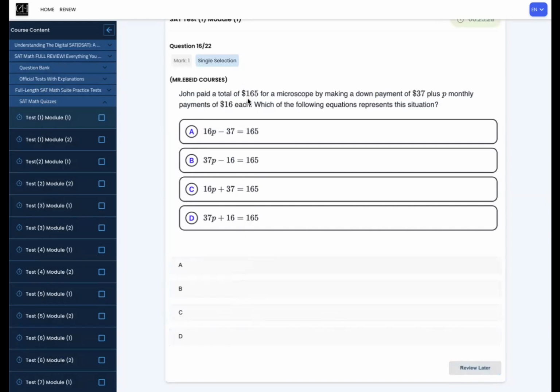John paid a total of 165 for a microscope by making a down payment of 37 plus monthly payment of 16 each. Which of the following equations represents this situation? So this is the total cost, so it will equal 165 as in the choices. And we have the down payment 37 plus we have the monthly pay 16x. So it's 16x plus 37, which equals the total, 165. So the answer of this question is C.